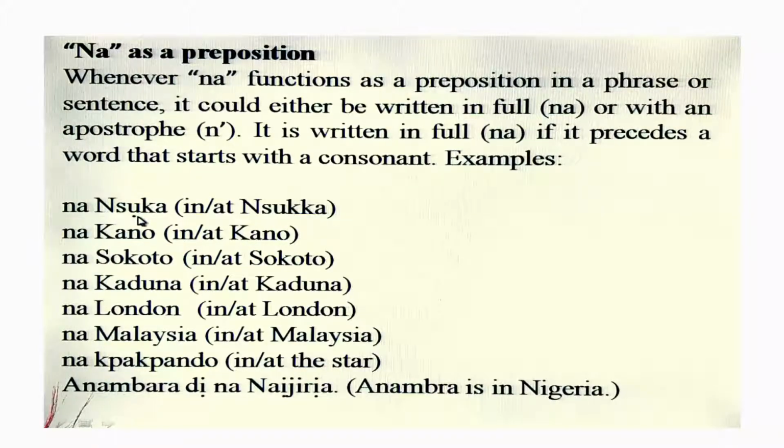Examples: na Nsukka, na Kano, na Sokoto, na Kaduna, na London, na Malaysia, na Babandu, Anambra di na Nigeria. Now, I want to quickly let you know here that in Igbo, na functions as in or at. In Igbo, we don't differentiate at and in, as it is in English. It is na. Whether you want to say in or at, you use na. Na Nsukka, na Kano, na Sokoto, na Kaduna, na London, na Malaysia.